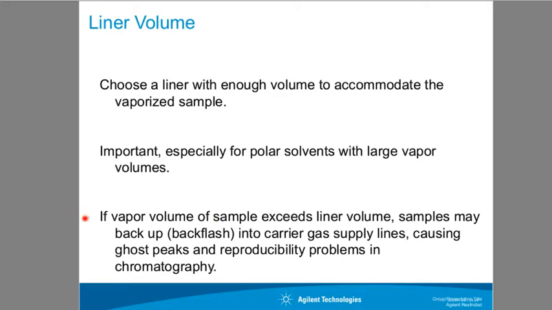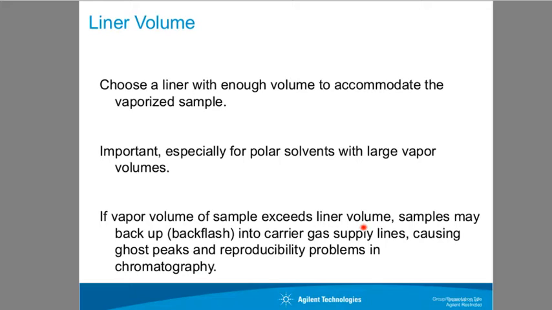I mentioned backflash, and this is when the vapor volume of the sample exceeds the liner volume. What ends up happening is your sample will exceed the volume of your inlet and actually put the sample back outside of the inlet, where it's a little bit cooler, in the carrier line supplying the inlet and out the split vent line, even if you're in splitless mode, and parks it right outside the inlet. Where it's nice and cool, it allows things to condense.